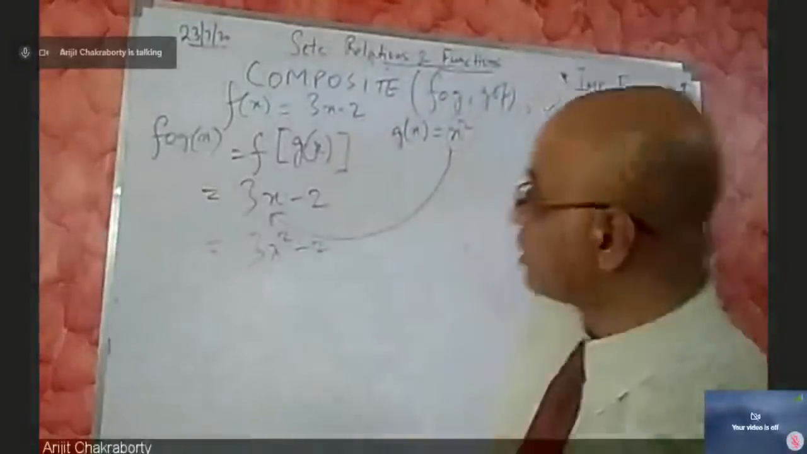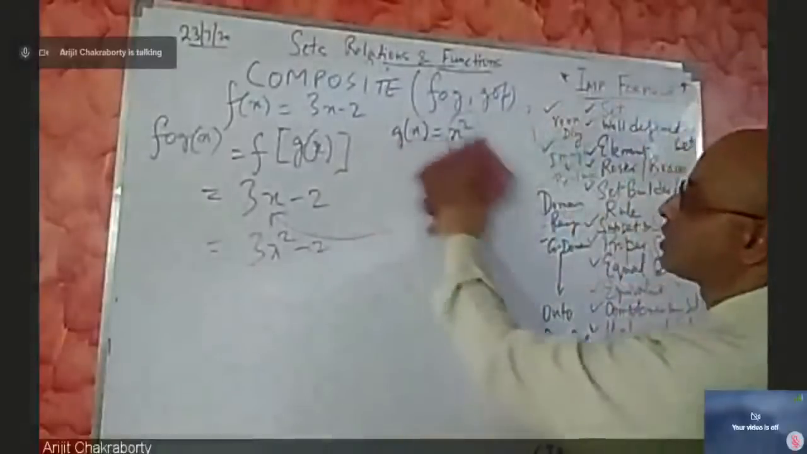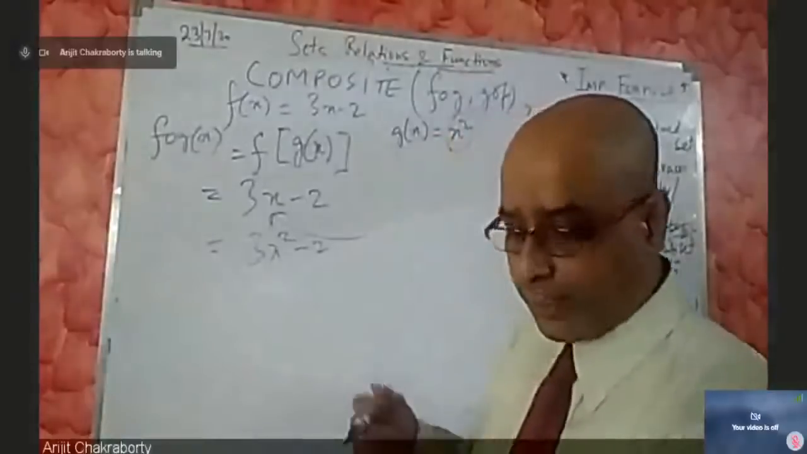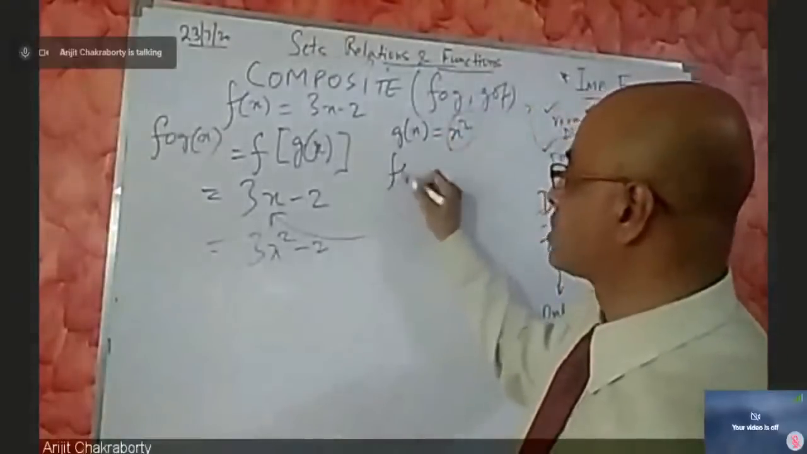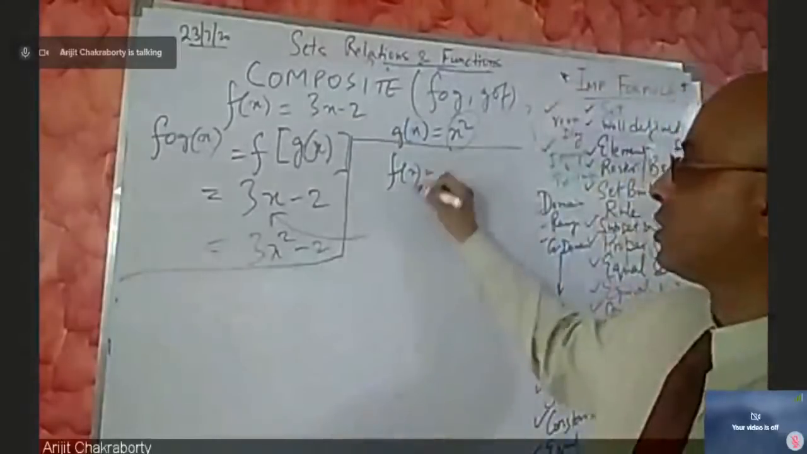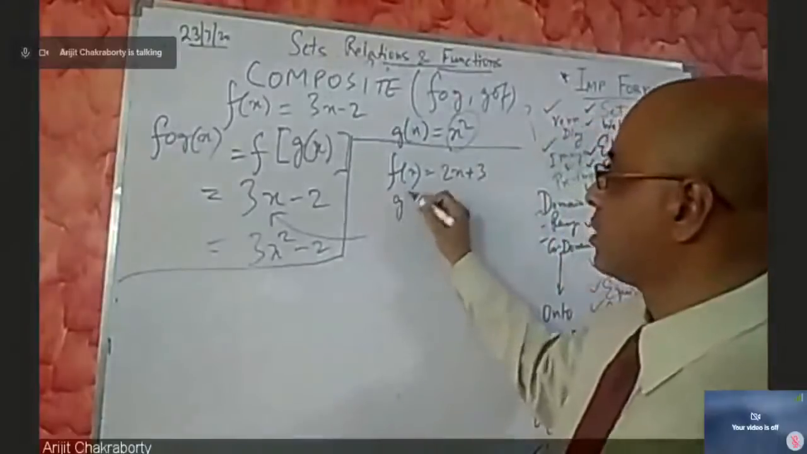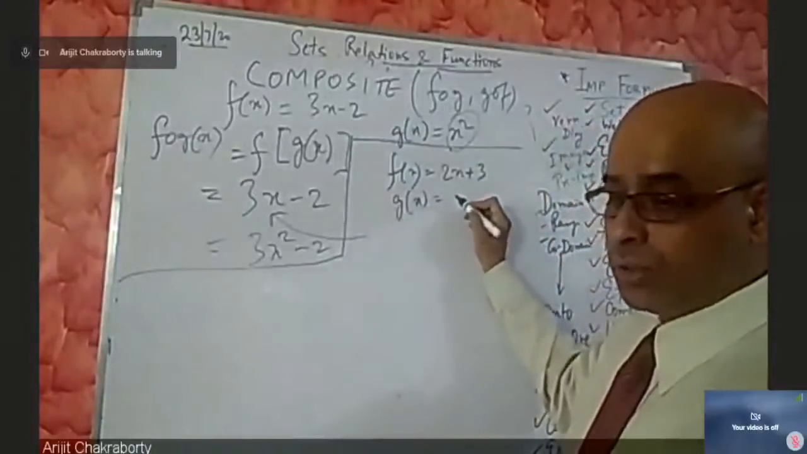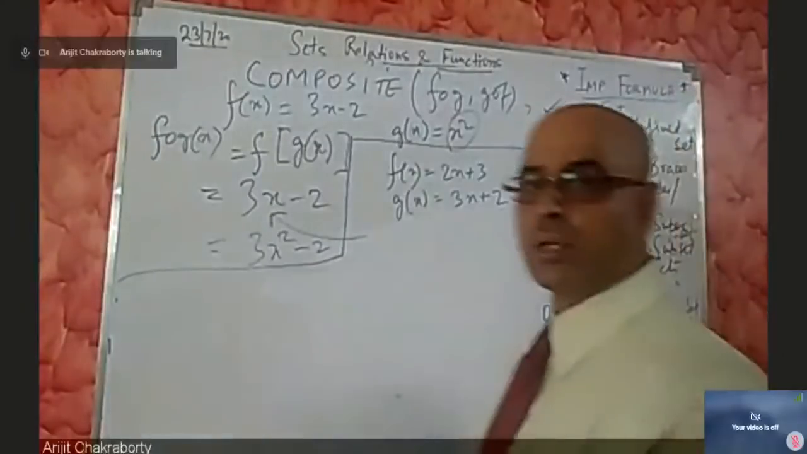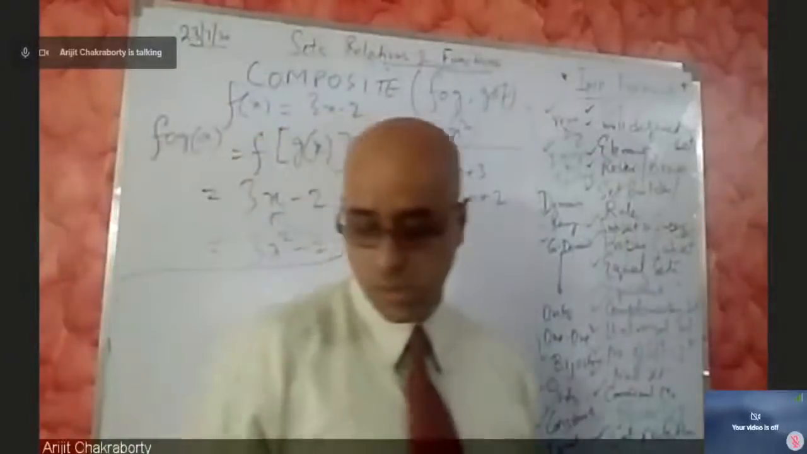Now we have another one. I'll take f x is equal to, just write it here. f x is equal to 2x plus 3. Okay, now I'll just draw a line here. So f x is equal to 2x plus 3, and g x is equal to 3x plus 2.